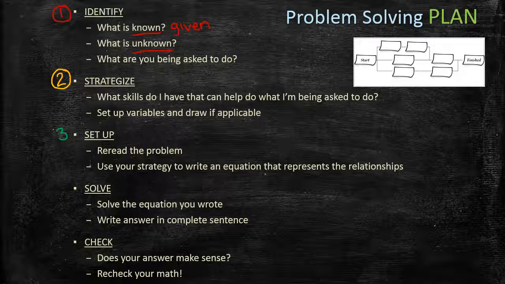Step number 3, once we have identified and strategized, we can set up: reread the problem, and use our strategy to write an equation that represents the relationships. Step number 4 is we're going to solve. So solve the equation that we wrote and write the answer in a complete sentence. And step number 5 is to check. Does our answer make sense? We can go back and recheck our math. We can look at the problem and make sure our answer makes sense.